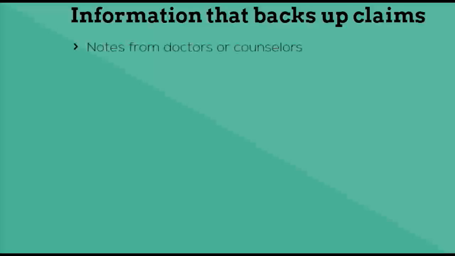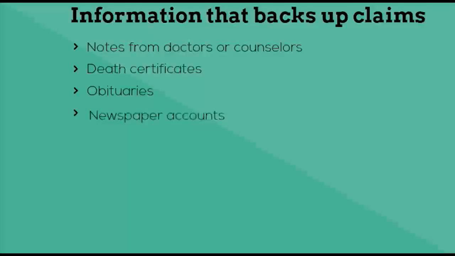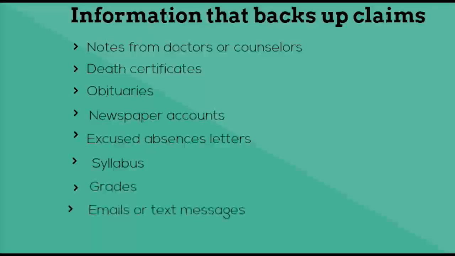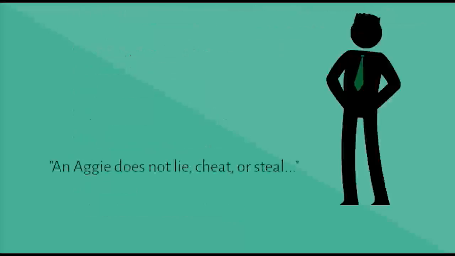Some examples are notes from doctors or counselors, death certificates, obituaries, newspaper accounts, excused absence letters, a syllabus, grades from eCampus, emails, or text messages. You can even call a witness to a hearing, but usually not a character witness. After all, you're an Aggie, so it's assumed you have good character.